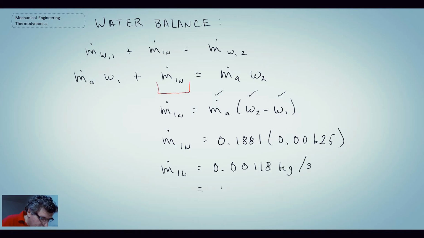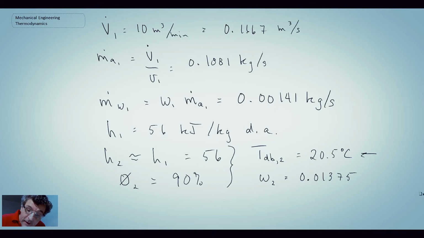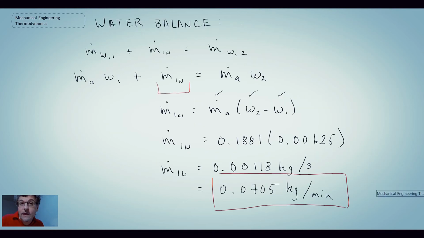Expressing this in kilograms per minute, that's the amount of water that we would need to add to this system in order to drop the temperature from 36 degrees C down to, what did we say, 20.5, but the relative humidity is going from 20% up to 90%. So that gives you an example of using the psychrometric chart.